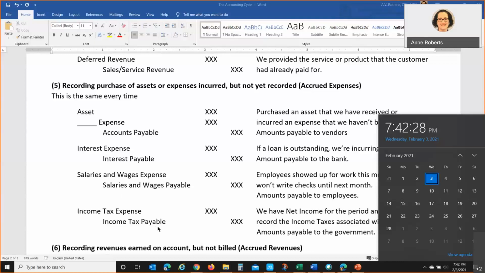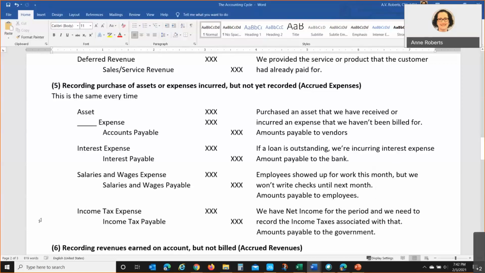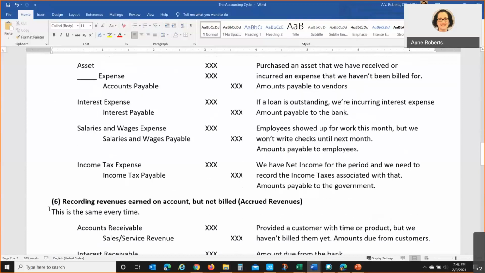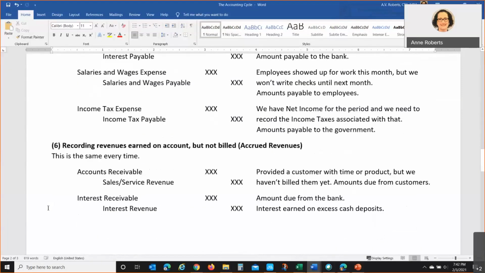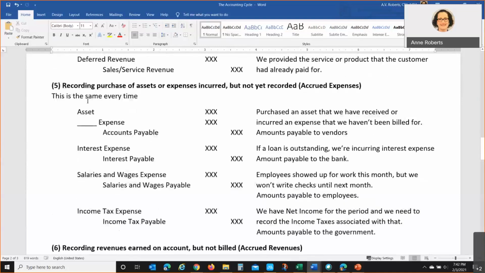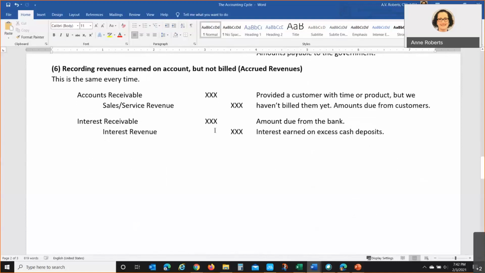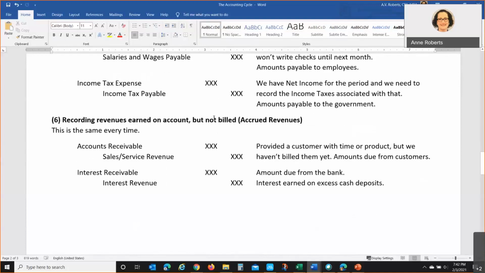Then the one last entry that we're going to make at the end of every month is we're going to have to determine income tax expense. This one right here is going to be the very last journal entry at the end of every month, when we determine what our real net income is. So this right here in number 5 was accrued expenses. This one down here is accrued revenues.